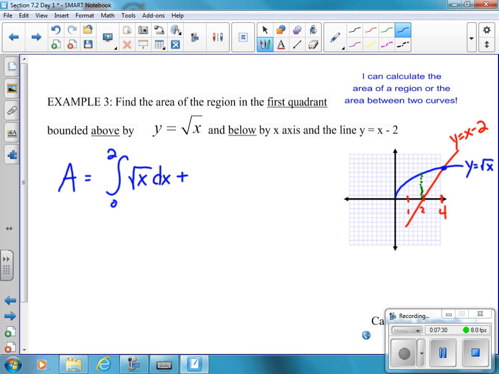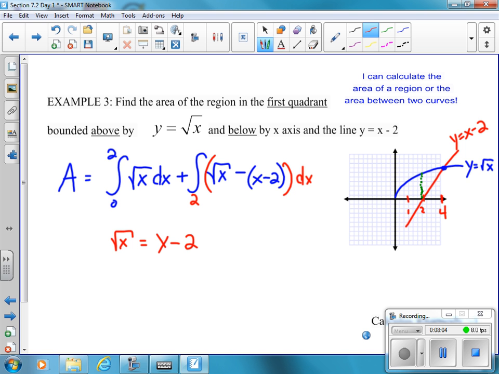Now, we're left with the other area we need to figure out. And we know that we're going to take square root of x function and subtract x minus 2, correct? Correct, because the square root of x is the top curve and the line is the bottom curve. So we're going to add that. We need to know what our limits of integration are. We know the bottom limit is 2, but we're going to have to do a little calculation to find the second limit. So square root of x equals x minus 2 if we set the two y's together, right? And we want to find x's.